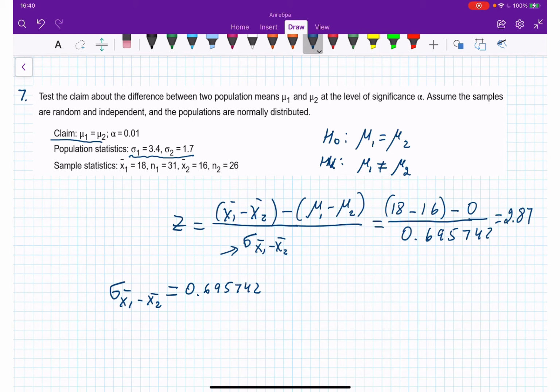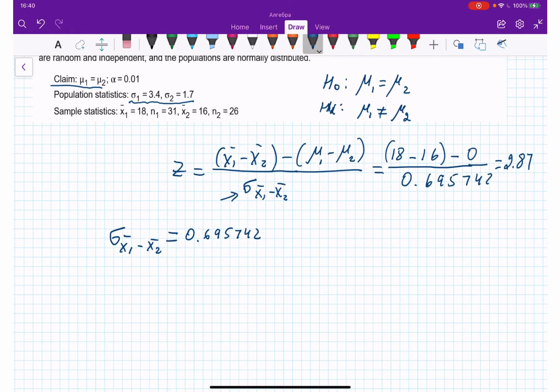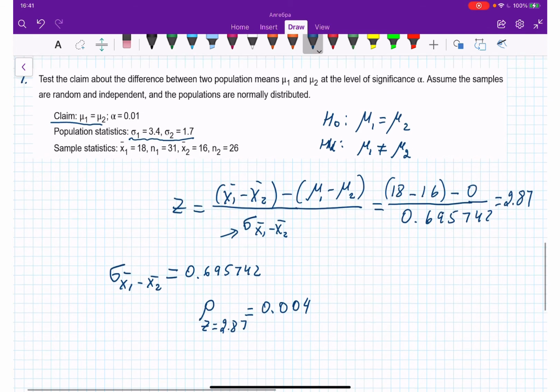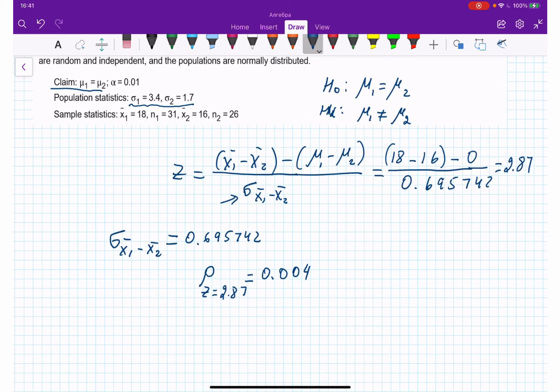Okay, next I have to identify the p-value. If you go to the z-score table, the p-value for z-score equal 2.87 you should get 0.004. So you need to round to 3 decimal places here. And what result do we get? Our p-value is 0.004, and our alpha is 0.01, right?